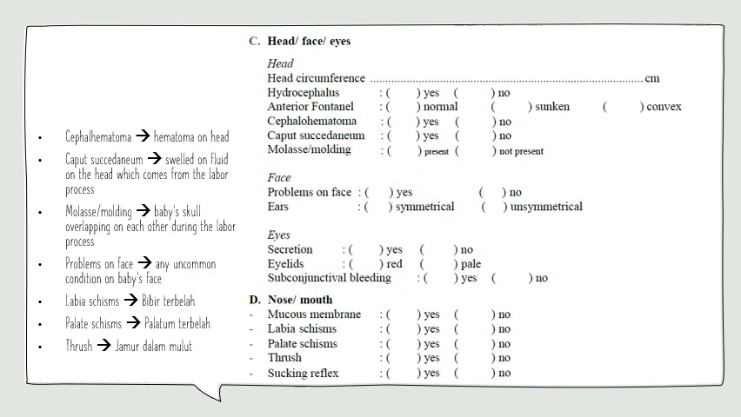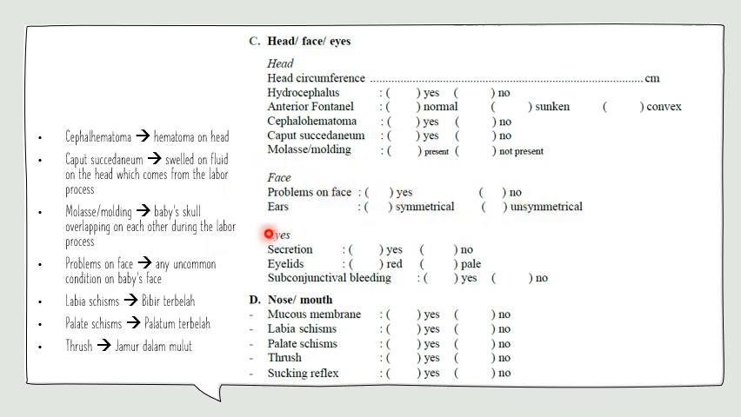And next we assess the head. We write the head circumference, is there any hydrocephalus, the anterior fontanelles, and then cephalhematoma, so is there any hematoma on the head. Caput succedaneum is a swelling of fluid on the head which comes from the labor process. Then is there any molding, where the baby's skull bones overlap each other during the labor process. And how is the face, is there any uncommon condition on the baby's face.